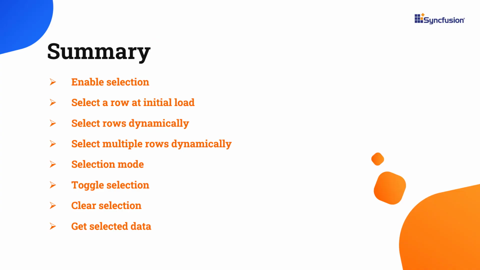Here is a quick recap of what we have seen so far. I showed you how to perform different types of selection in a Gantt chart. I also showed you how to perform toggle selection and how to use a few of its APIs.